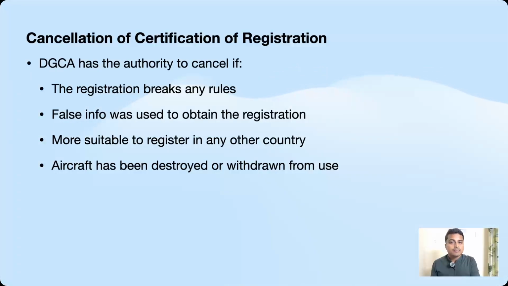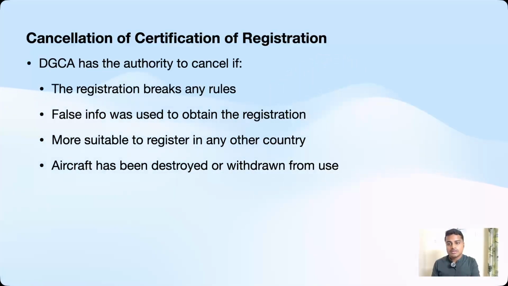one example could be an aircraft that is frequently flying from a different country. It is better to register that aircraft in that country. So that's when the current registration has to be cancelled and it has to be re-registered in the other country. Or if the aircraft has been destroyed or withdrawn from use, any aircraft that has been destroyed or is currently not in use, the registration certificate has to be cancelled.